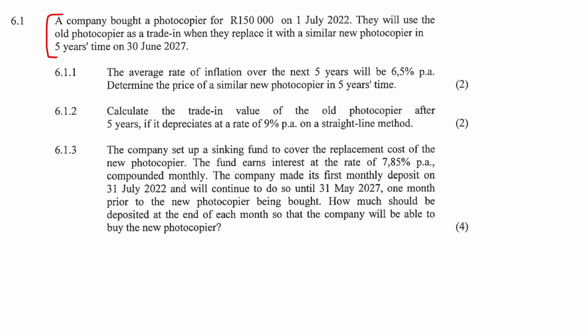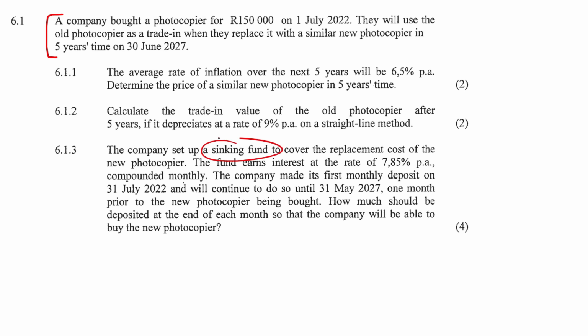Okay, makes sense? Let's say you bought a brand new car in 2022 and you want to get a new one again in 2027. When you get a new one in 2027, this will be your old car and you will use it as a trade-in. And it will obviously be worth a lot less than that because it will depreciate. Okay, and the value of a brand new photocopier will be more than 150,000 because of inflation. So guys, this is actually just going to be a perfect sinking fund kind of question.